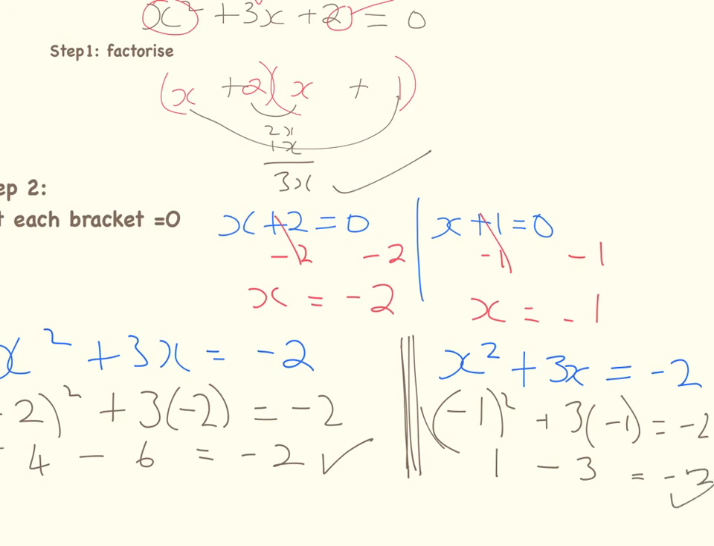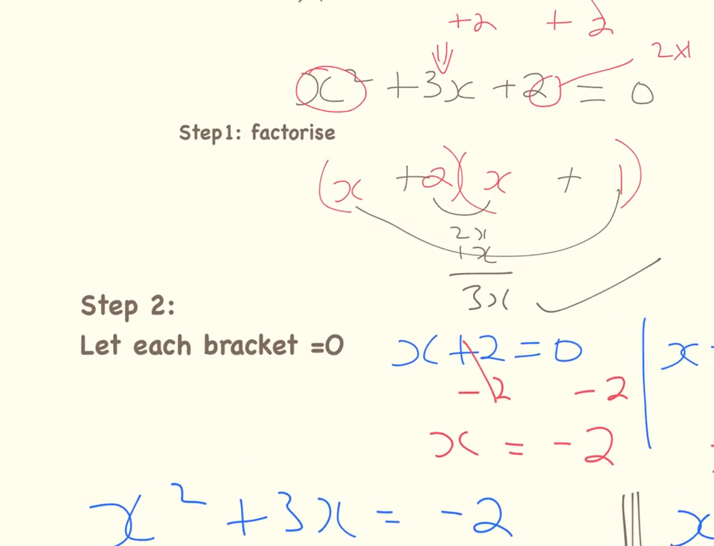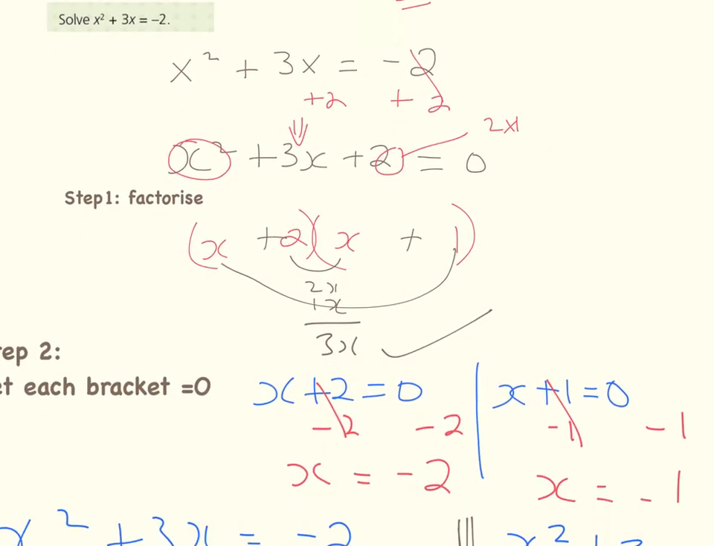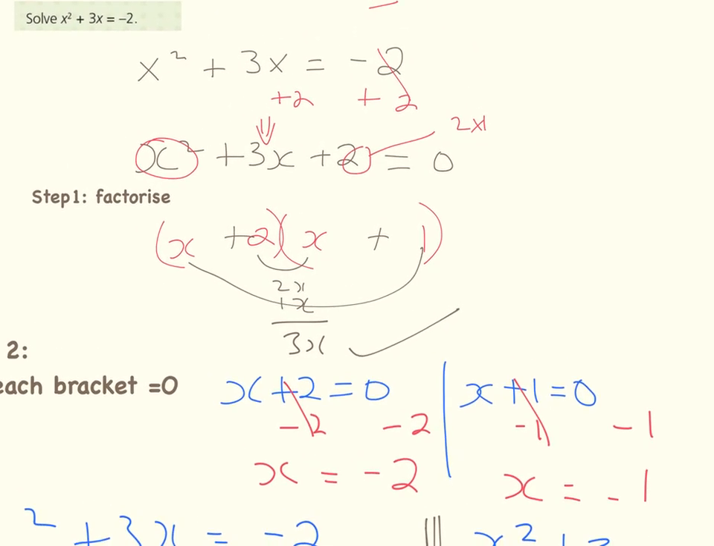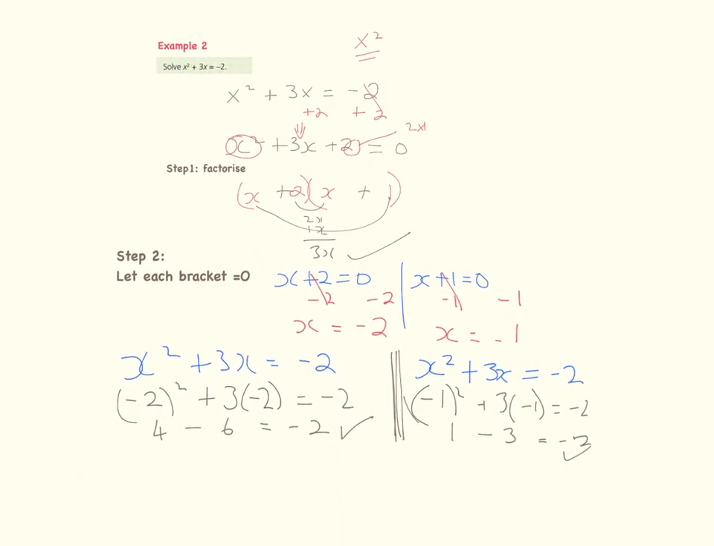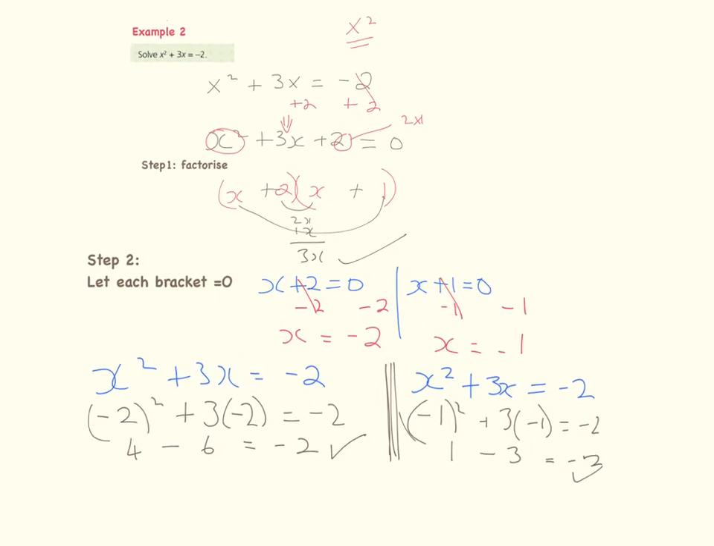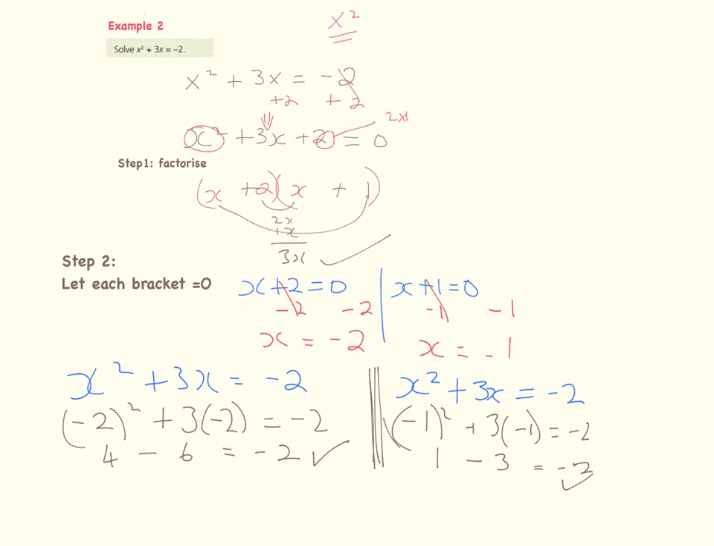So depending on the question, if the question just says to solve, then I can actually stop my work at this point here, where I've said x is equal to minus 2 and x is equal to minus 1. If the question says solve and check your answer, you just bring in this extra step where you substitute your answers in just to make sure you've got the right one. So that's the overview of example 2.